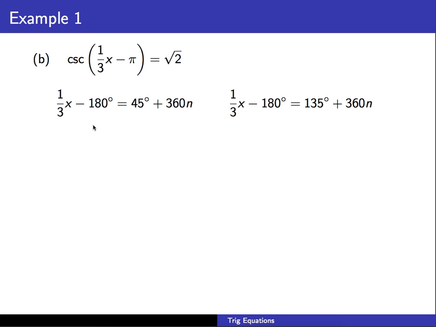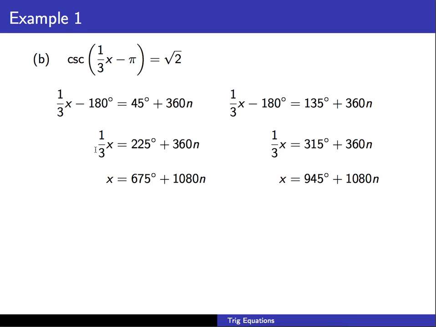So we'll work with each one of these. We'll first add the 180 to both sides. So we're going to add 180 to 45 in the first, and we're going to add 180 to 135 in the second. We get 1/3 x equals 225 degrees plus 360 n. And we also get 1/3 x equals 315 degrees plus 360 n. Now we can either divide both sides by 1/3 or multiply everything on both sides by 3. So if we do that, we get x equals 675 degrees plus 1080 n. We also get 945 degrees plus 1080 n.